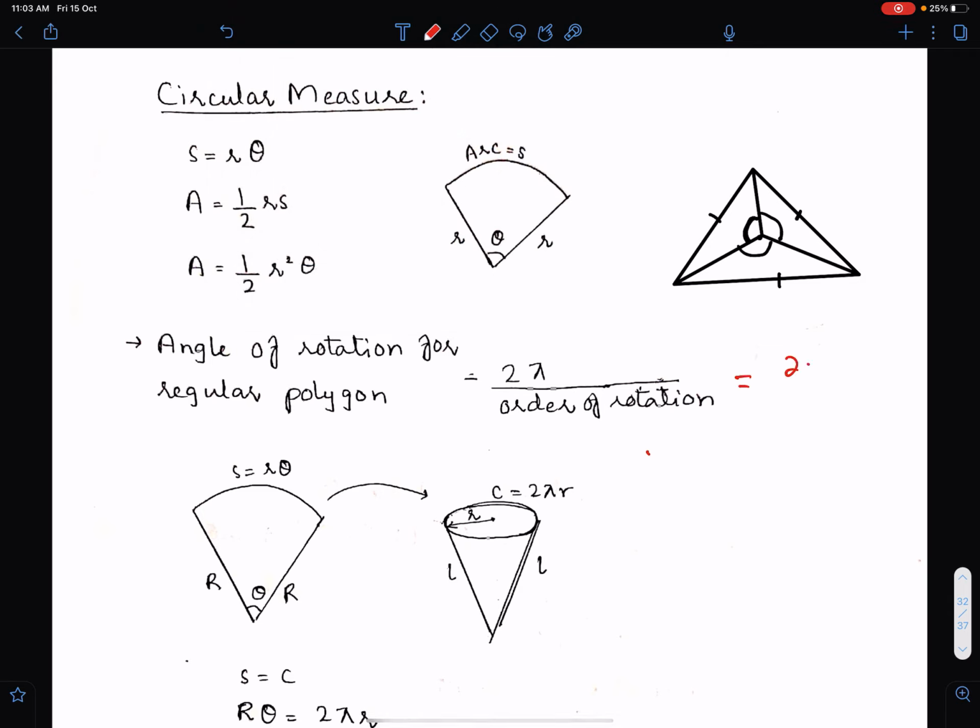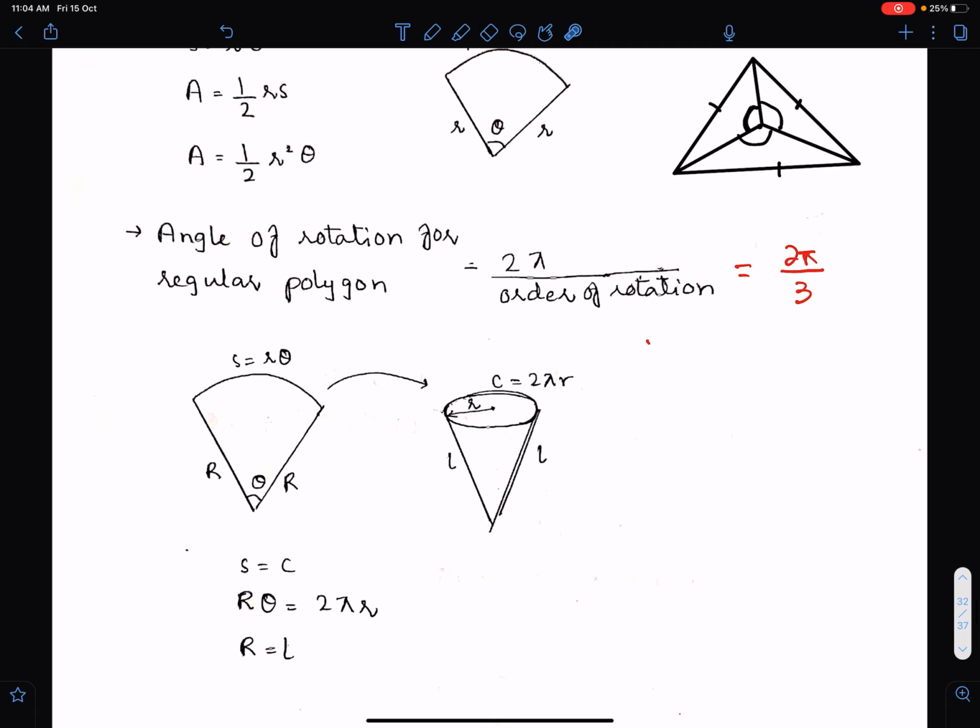So it should be 2 pi upon 3, because an equilateral triangle has order 3. So we can easily get this angle. This is 120. 2 pi upon 3 means 120. So 2 pi upon 3 each. So we use this formula to get the angle of rotation for a regular polygon.